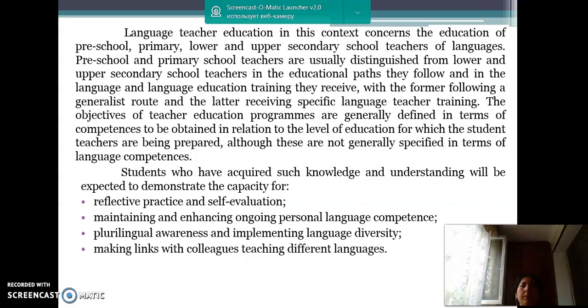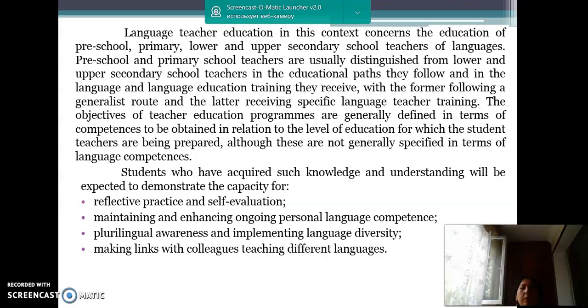Preschool and primary school teachers are usually distinguished from lower and upper secondary school teachers in the educational path they follow and in the language and language education training they receive, with the former following a generalist road and the latter receiving specific language teacher training.